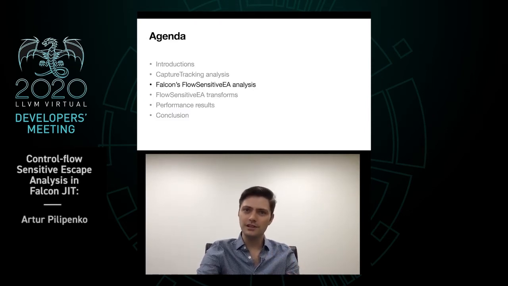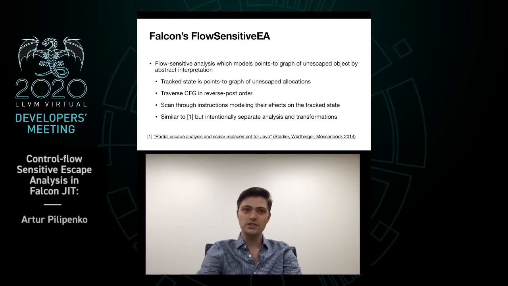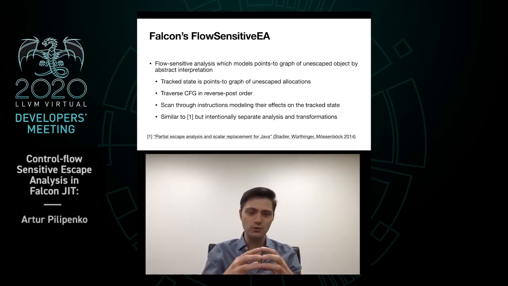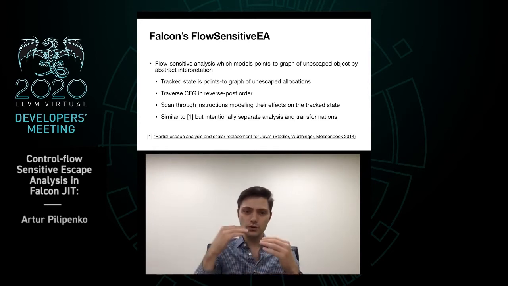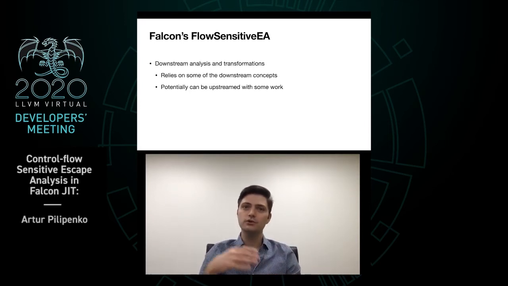Now, after we looked at the limitations, let's look at the analysis we built in order to overcome these limitations. In short, this is a flow-sensitive analysis which models the points-to graph of unescaped objects by doing abstract interpretation. So it tracks some state, which is essentially the points-to graph. It traverses the control flow graph in the reverse post order, and it scans through instructions modeling their effects on the tracked state.